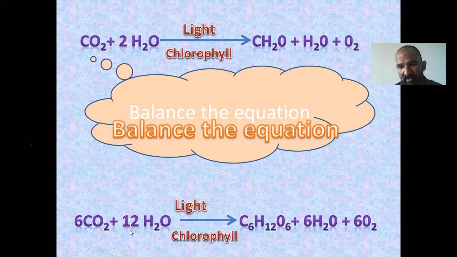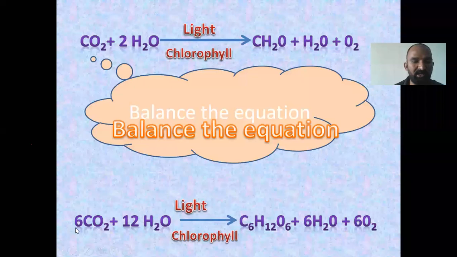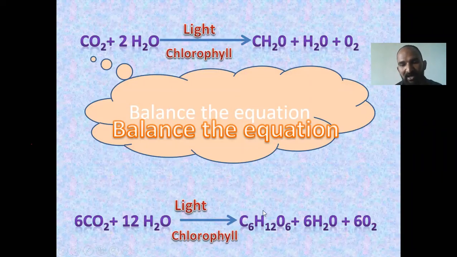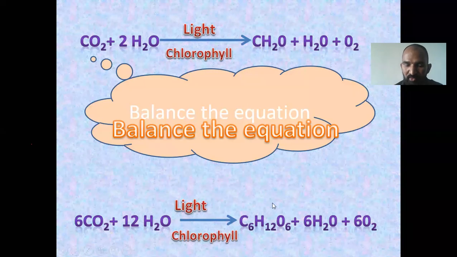So this is the formula for photosynthesis. Here the main raw materials are carbon dioxide and water. These two are inorganic raw materials, which are taken by the plant, and the plant produces complex organic material, C6H12O6. Along with this one molecule of complex organic material, it also produces water as well as oxygen. So this is the equation for the process of photosynthesis.